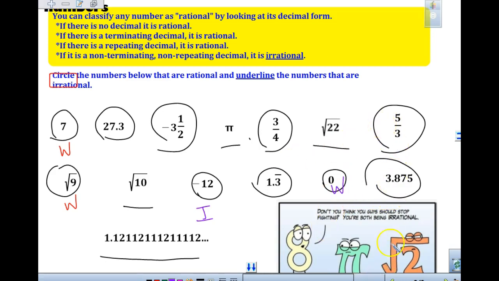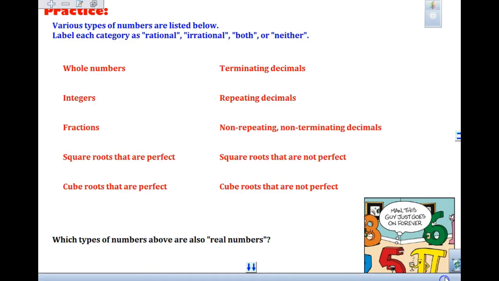And then, as we're looking at the rest of those, okay? So, it says various types of numbers are listed below. Label it with rational, irrational, both, or neither. Okay, so turn to the top of the next page in your notes. Please do this right now. So, you're going to put whole numbers. That should be rational, right? So you're going to go R for rational, I for irrational, B for both, neither.